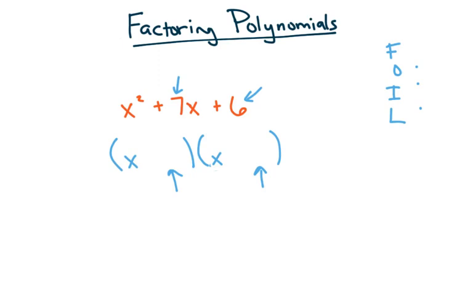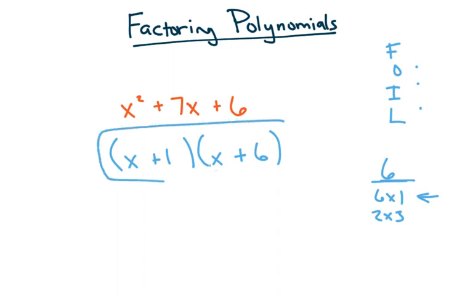Because we have that information, we start thinking about factors of 6: 6 times 1, 2 times 3. You see that 6 times 1 is what you want to use, because it not only multiplies to equal 6, but it adds up to equal 7, which is that coefficient. And so we put that in. Both are positive, because it's a positive 6 and a positive 7 that these are adding up to. And so this is our factored version of this polynomial, x plus 1 times x plus 6.